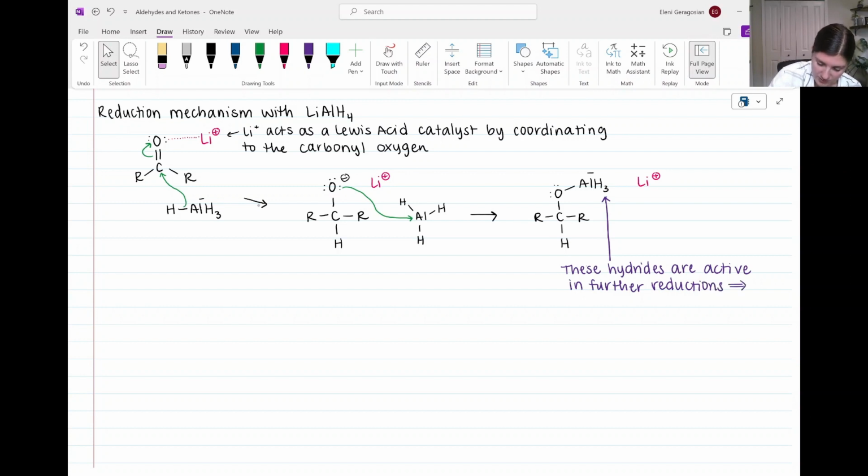and because of this, each lithium aluminum hydride molecule can reduce a total of 4 aldehydes or ketones because there are 4 hydrogens available in lithium aluminum hydride. So 1 mole of lithium aluminum hydride can reduce 4 moles of the aldehyde or ketone.